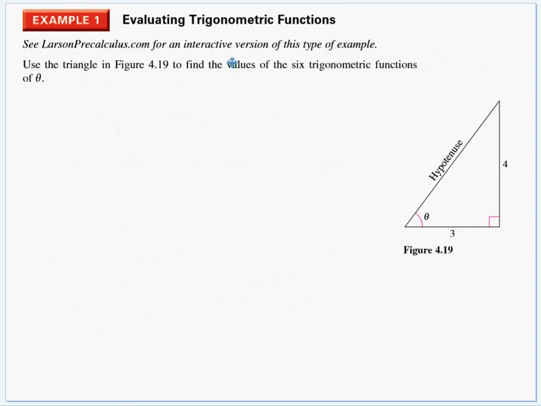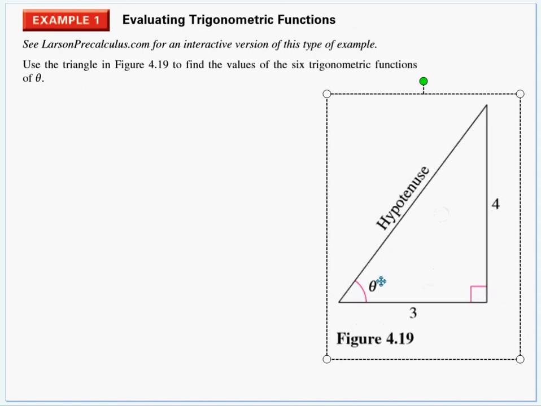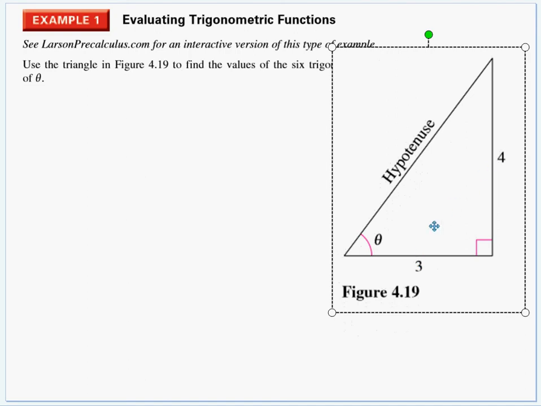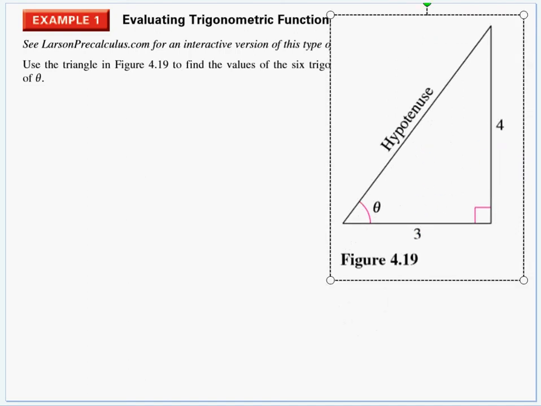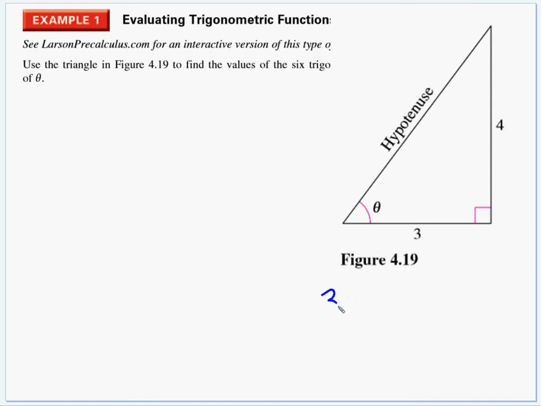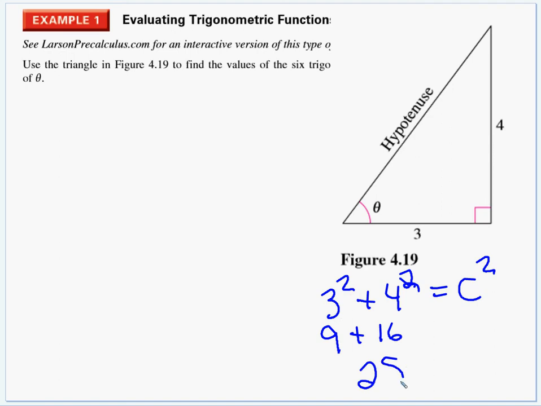All right, let's try these out. Use the triangle shown in the figure to find all 6 trig functions of theta. So when I look at the picture, we've got the 2 sides here. We are missing the hypotenuse. And let's see here, the Pythagorean theorem says a squared plus b squared, those are the 2 legs, will be equal to the hypotenuse, which is c squared. So this becomes 3 squared plus 4 squared, 9 plus 16. That is 25, equal to c squared. If we take the square root, we're going to get 5.